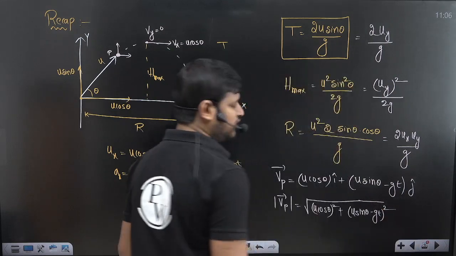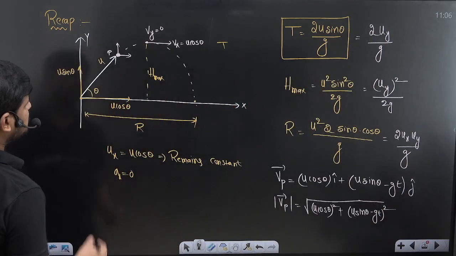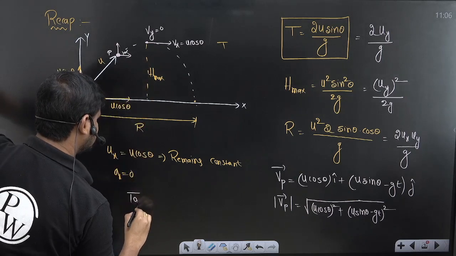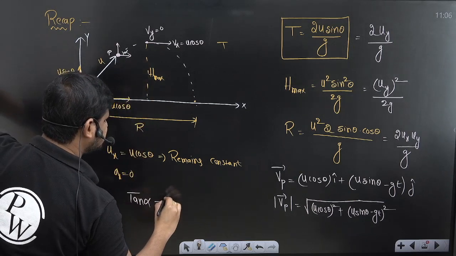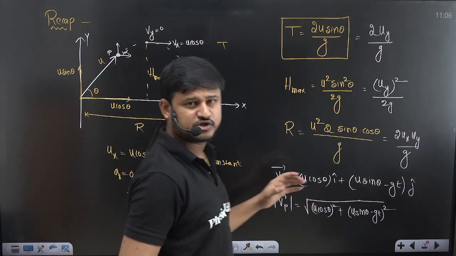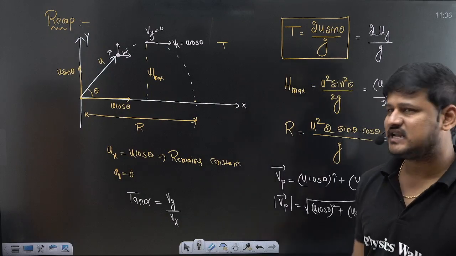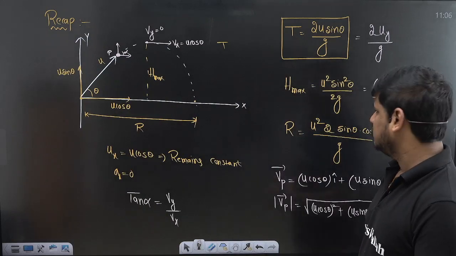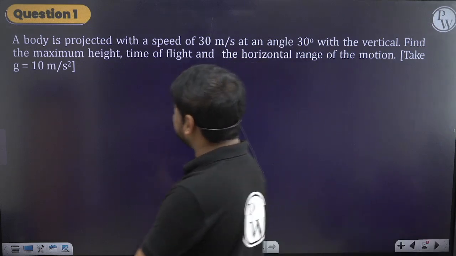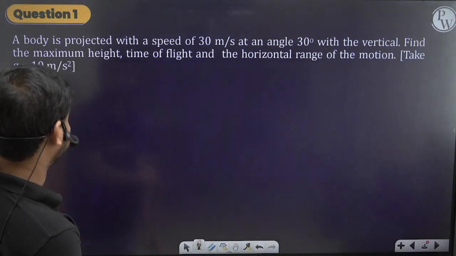So this is a point. Clear? Right. If you need the angle of projection there, that is the angle, so that is vy by vx. This is the complete basics of projectile motion that we covered in the last session. Now, coming to today's topic, I gave this question as homework for you in the last session.